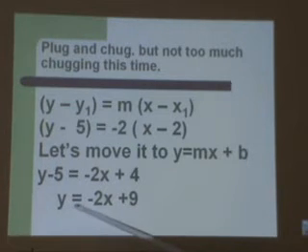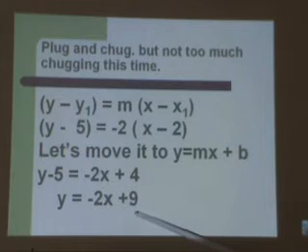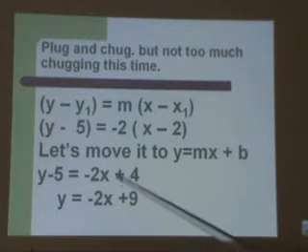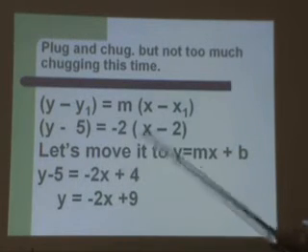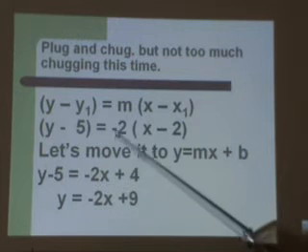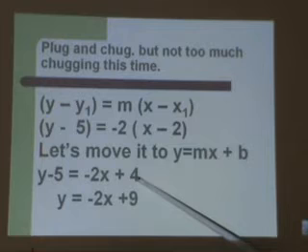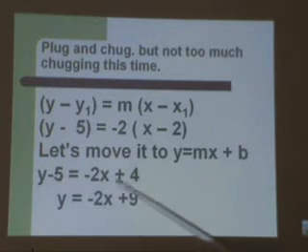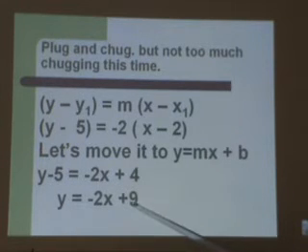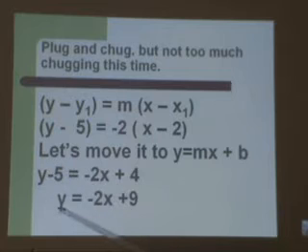So we have y equals -2x plus 9. How do we get that? Well, -2 times x is -2x. -2 times a -2 is a +4. And then I add 5 to both sides. The 4 turns into a 9. The -5 goes away on this side. Finally, I get y equals -2x plus 9.